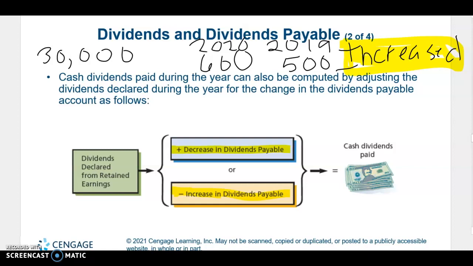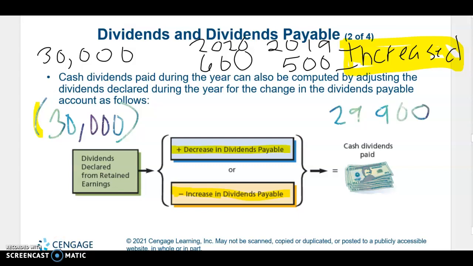So that is why an increase in dividends payable needs to be subtracted out. We did not pay that much. Keep in mind that when we pay a dividend, of course, that's going to be a minus because we're using cash. But in this case, we held on to 100, so we would subtract that 100 out. So we really ended up paying out $29.9. So you can memorize this rule, or you can think through it each time, or you can do a combination of both of those.